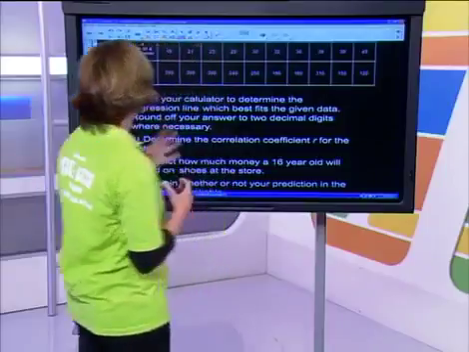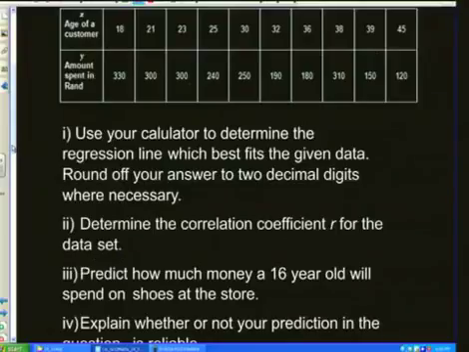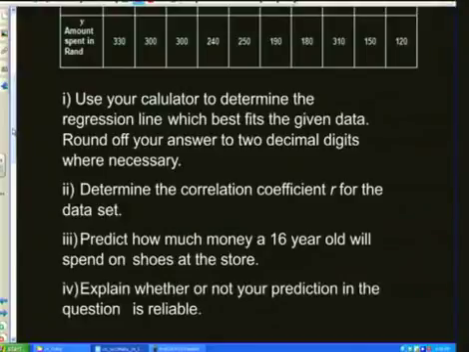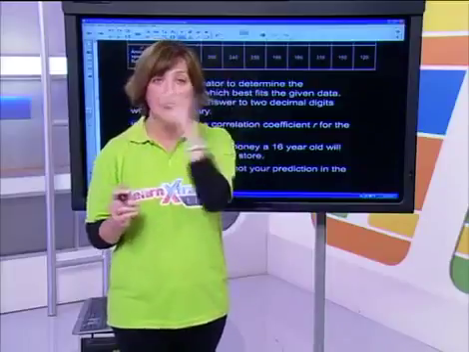Okay, remember the question was, we were looking at the age of customers and the amount of money that they were spending in rands on shoes. So the first question asked us to use our calculator to determine the line of regression, which is the line of best fit of the given data. So what did we do? We took out our calculators and you're going to enter all of that data, and you're working out your A value and your B value.